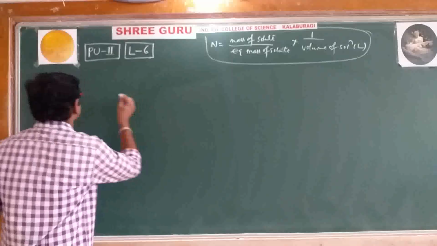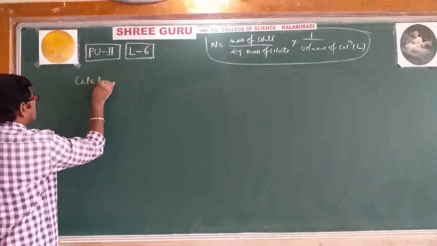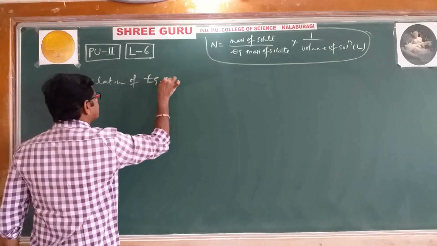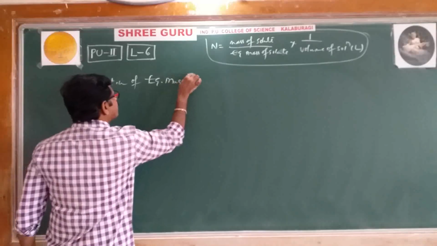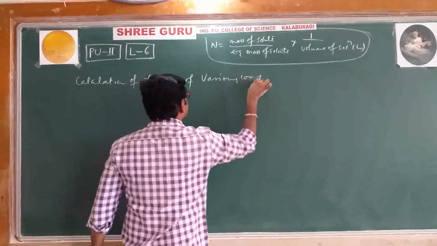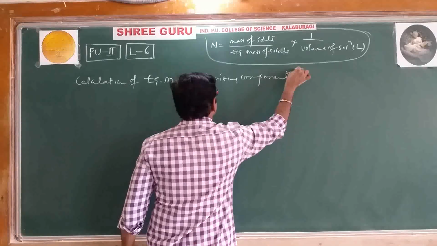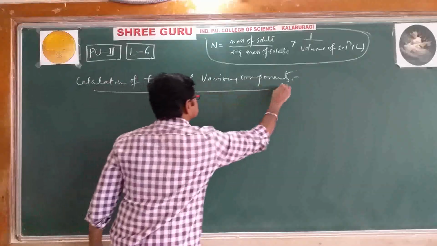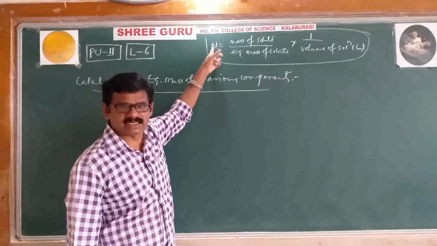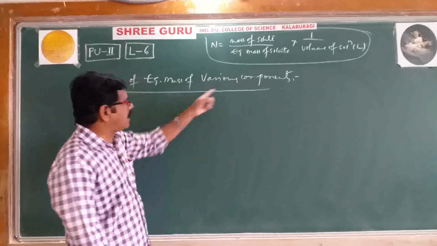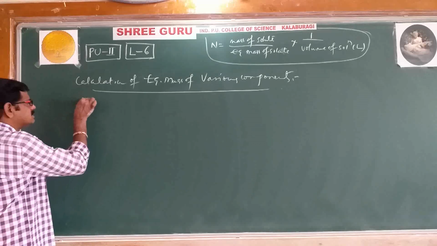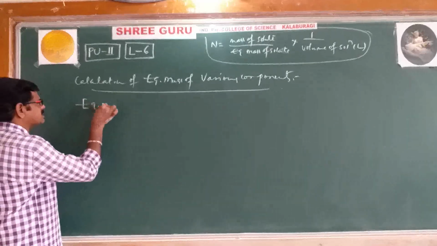We'll calculate the equivalent mass of various components, because without equivalent mass it is not possible to get normality, remember. Now, how to calculate the equivalent mass of various components, I'll explain. But before that, I'll give you one general formula to find equivalent mass.